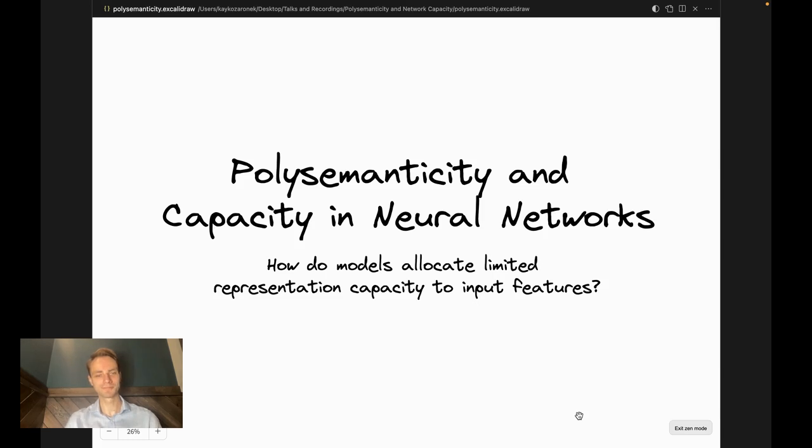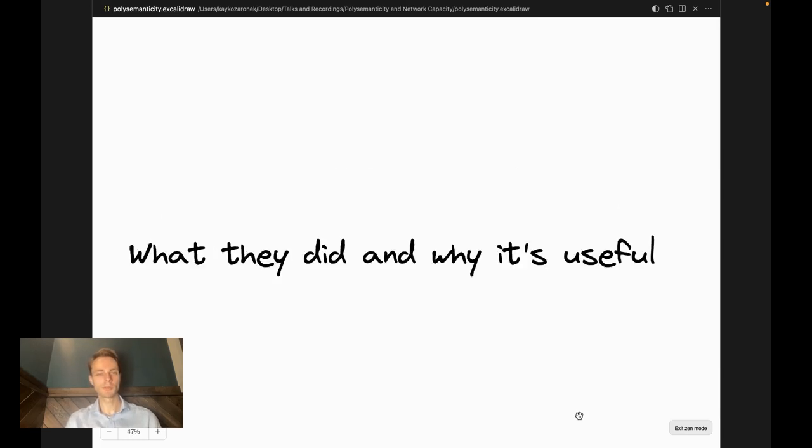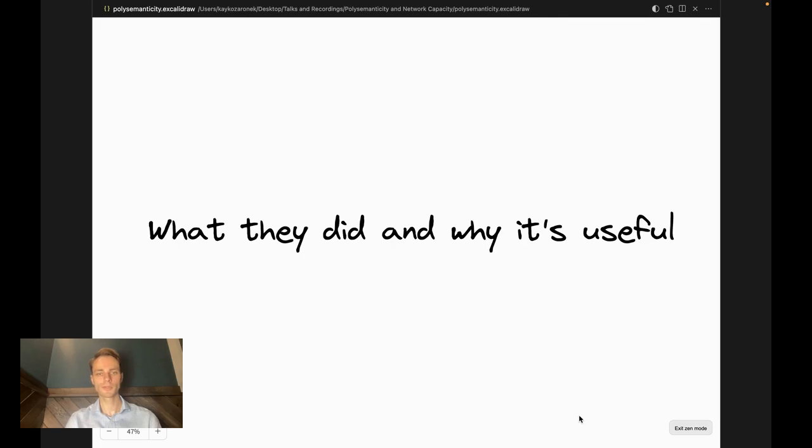Let's get started. To start off, I want to answer the question of what the authors did and why it's useful. First of all, the authors use a toy model in which they analyze how feature importance and sparsity affect the occurrence of polysemanticity. Doing so is useful because this toy model gives you a testbed to develop new interpretability methods. These changes might include changes to the architecture, to the loss function, or simply the activation function.